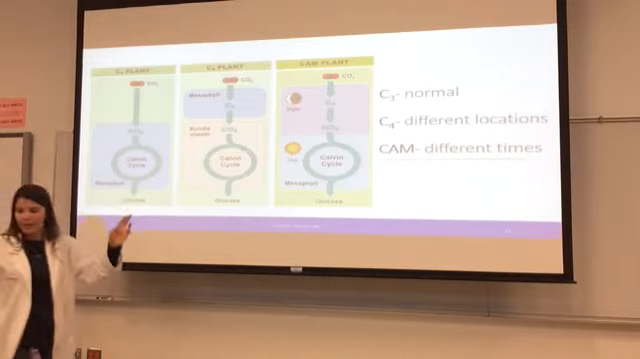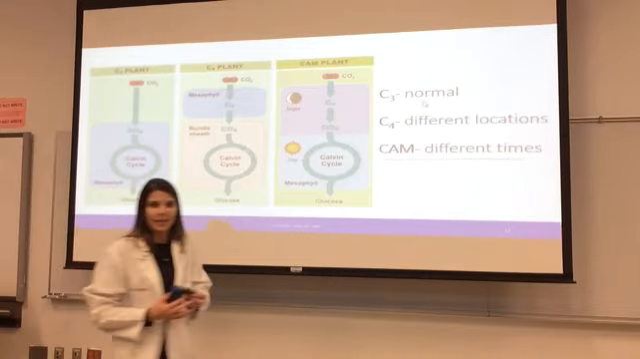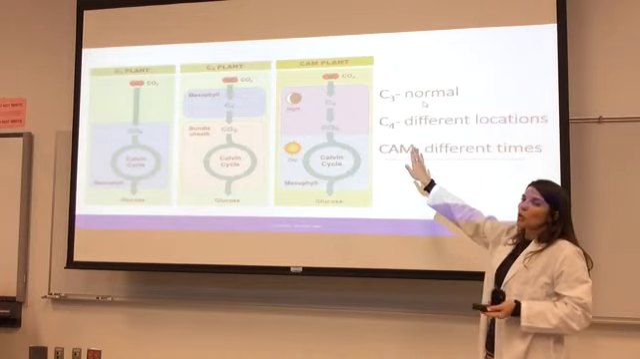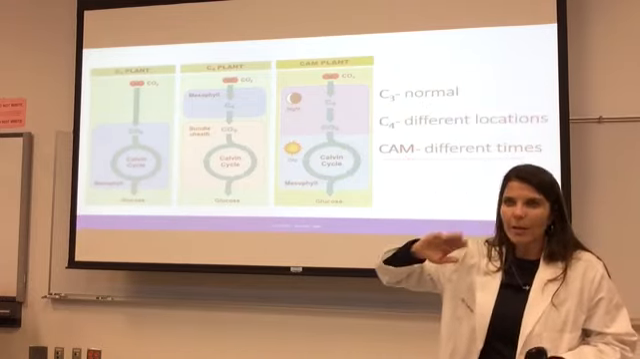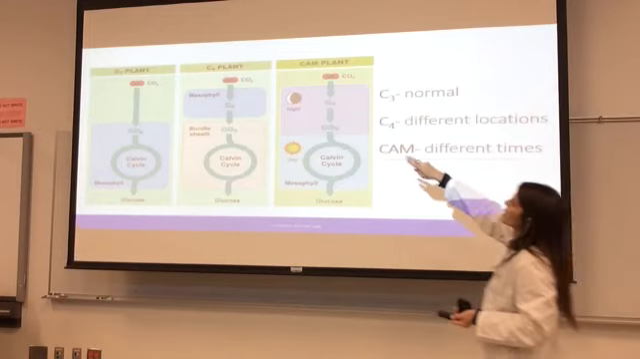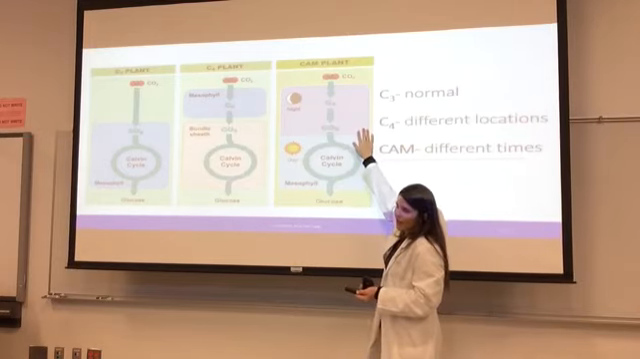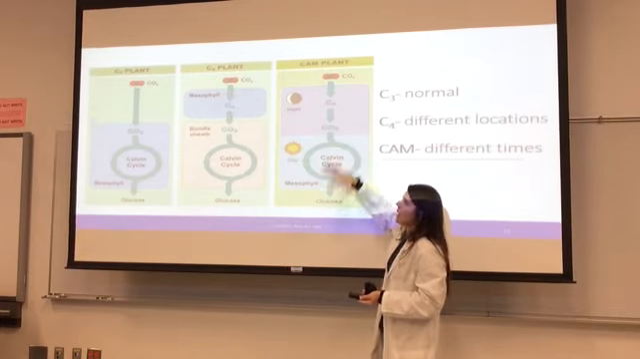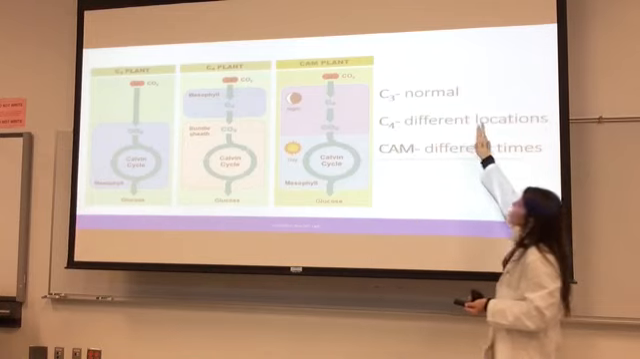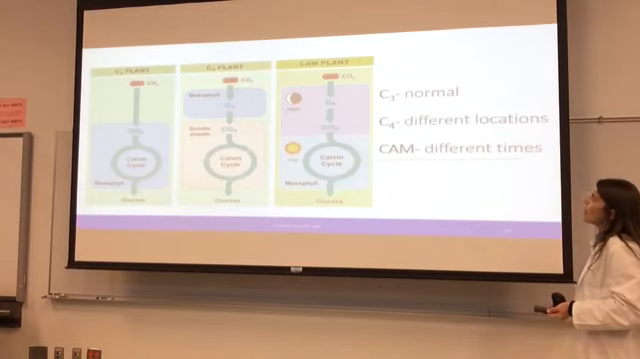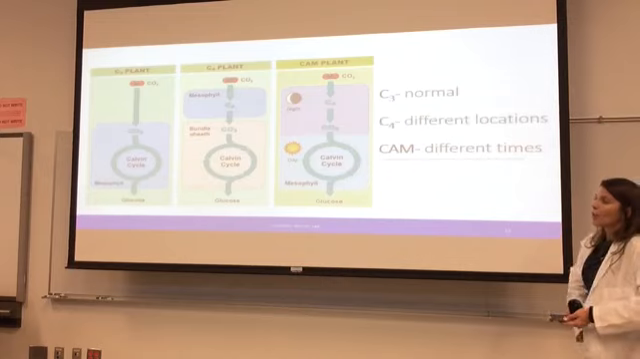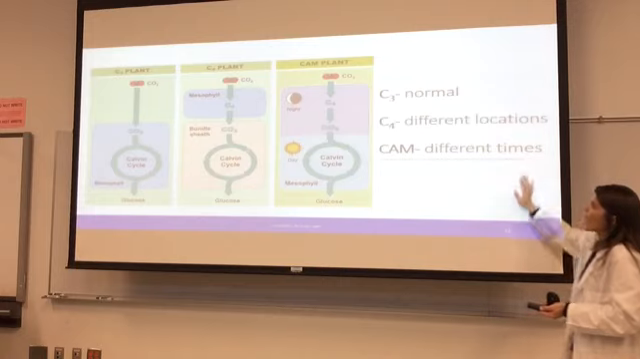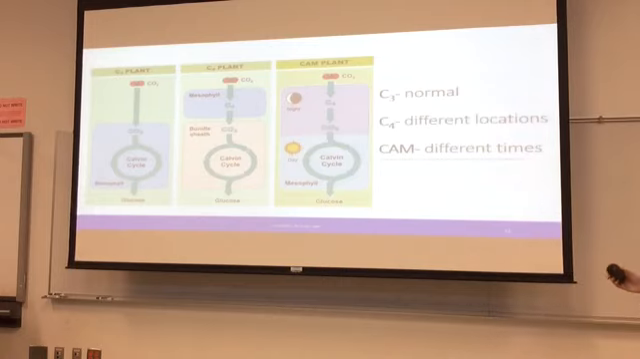Then there's CAM plants. And CAM, I have this on a slide, stands for Chloroplast acid metabolism. You don't have to know that. But instead of at different locations, they start out at night, and they finish during the day, and then they open up at night, and they close during the day, and so on. So C3 carries out normal photosynthesis. C4 carries out the different reactions at different locations. And CAM plants carry them out at different times, so during the night and day.